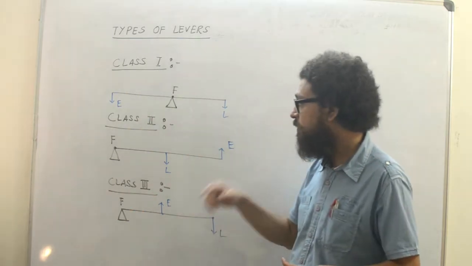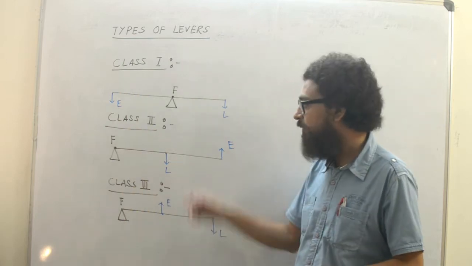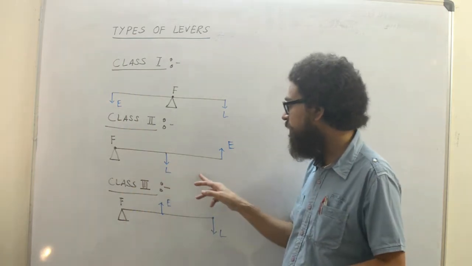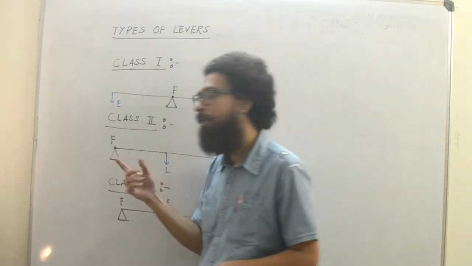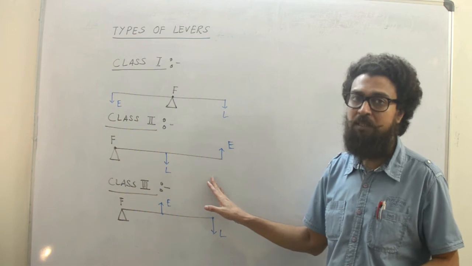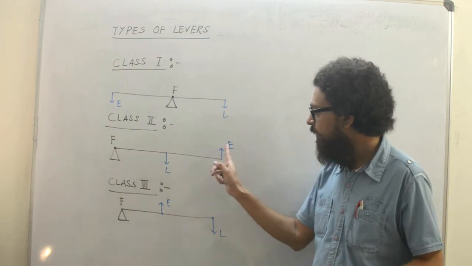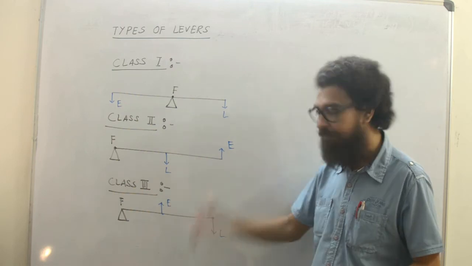But in class 2, and even in class 3, I'm coming to that, we can see the load and effort are in different directions, because this will give a certain direction and that will give another direction. Since the fulcrum is at the other side, both of them should have the similar turning effect. This is like this way, and this is like this. Okay, great.